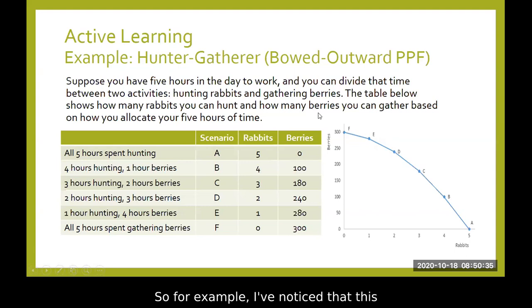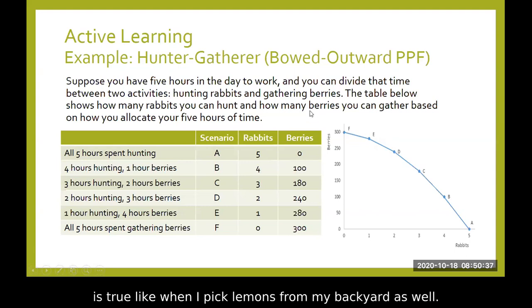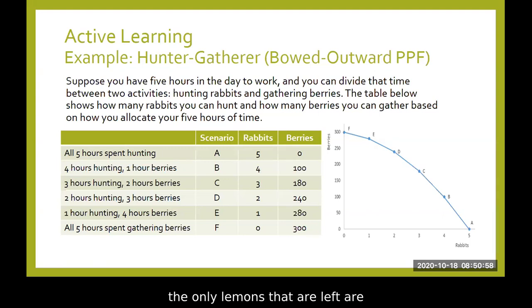So for example, I've noticed that this is true when I pick lemons from my backyard as well. So I have this tree and it's quite a large lemon tree. And so initially when I am taking the lemons off of the tree, I'm able to just stand on my two feet and reach for the lemons that are easy to pick. And then once all of those are taken off, the only lemons that are left are the ones that are higher up on the tree. So I can't just stand and reach for them. I have to use this fruit harvesting tool, which is just like this pole that has a basket at the end with little picks.